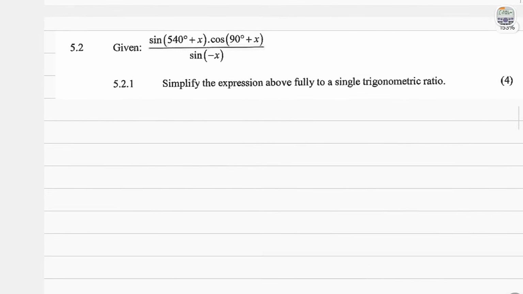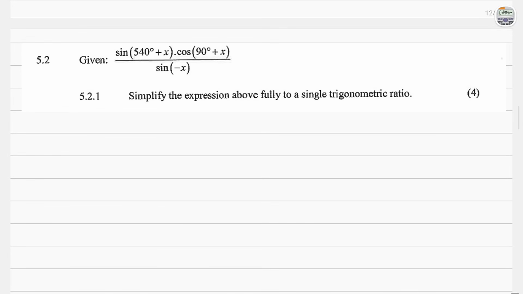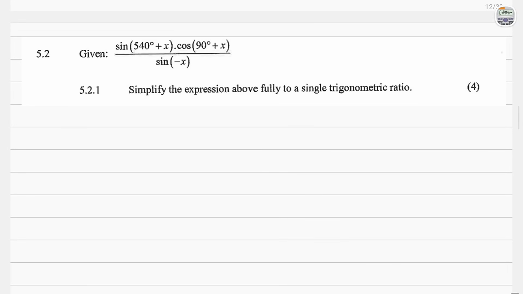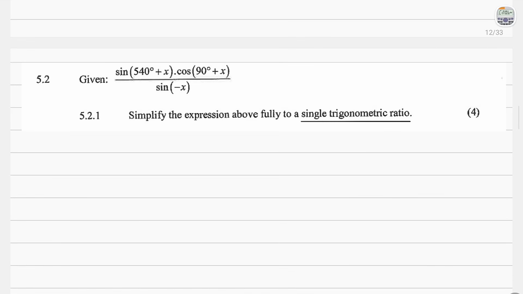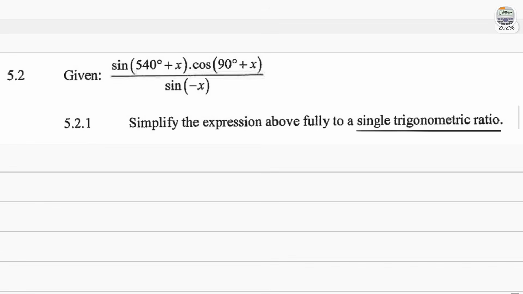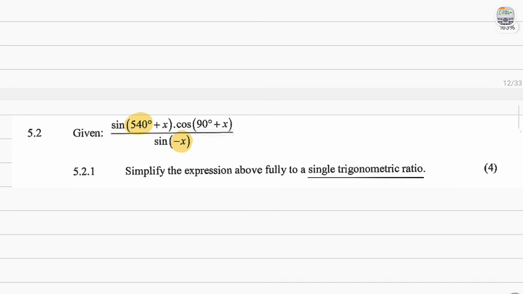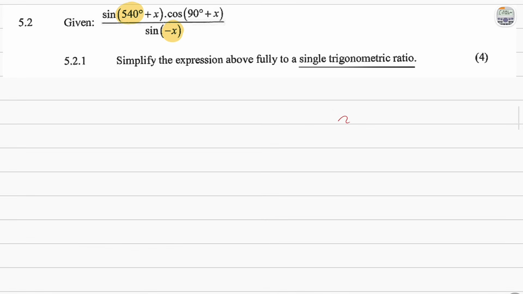Question 5.2 we have given, and we've been given this expression, and we need to simplify the expression above fully to a single trigonometric ratio. Okay, so with the expression, do you see that in some places we have angles that are greater than 360 degrees, and here an angle that is negative. So here is the rule that you can follow for this. If your angle is greater than 360 degrees, what you're simply going to do is subtract 360 degrees from the angle until it is below 360 degrees. Okay, it shouldn't be negative, just below 360 degrees.